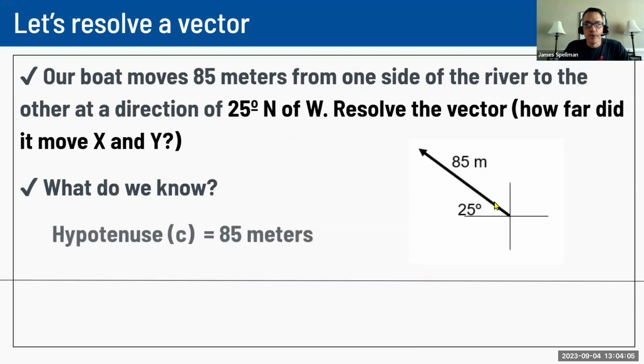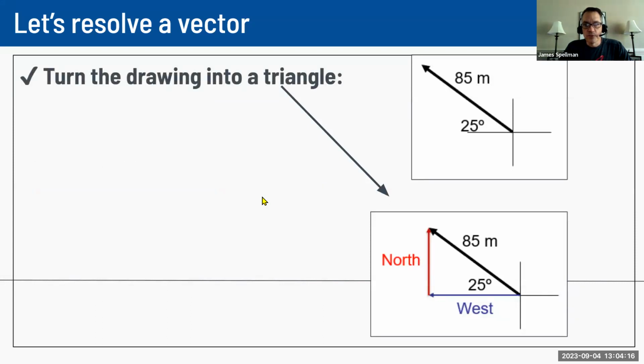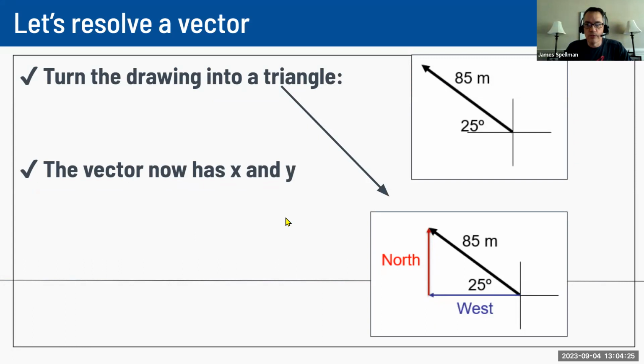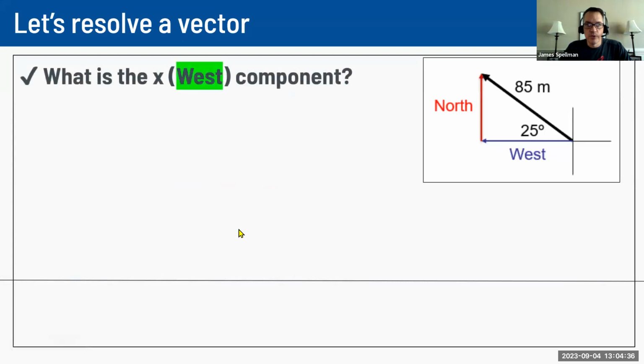All right, so we know that the 85 is the hypotenuse of our triangle because we can turn this into a triangle. And we know that our theta, the angle, is 25 degrees. So now our vector has X and Y components. The X component is the west and the Y component is the north. So in addition to saying it actually went 85 meters, I want to know how many meters west did it go and how many meters north did it go. We can do this by using our trig functions.